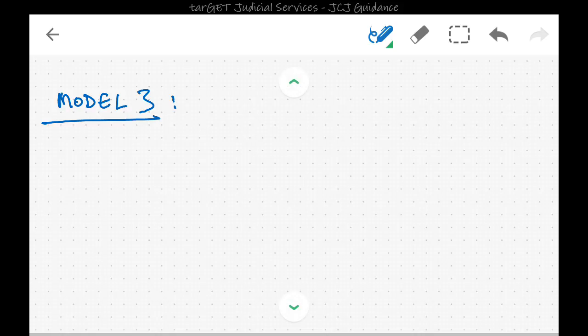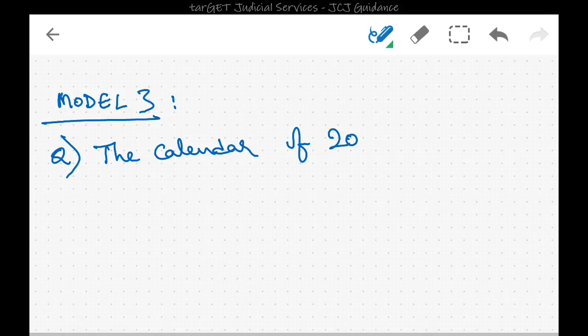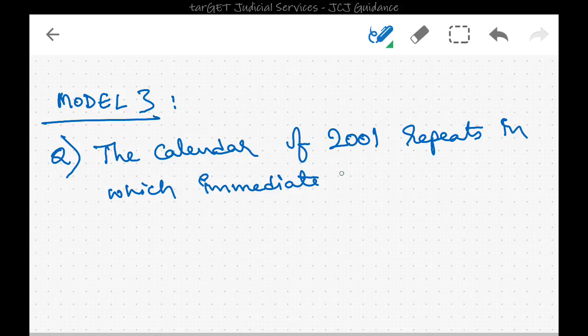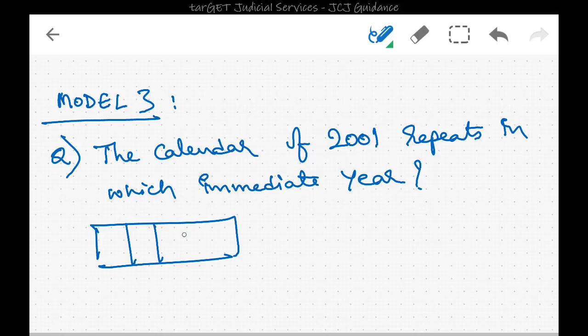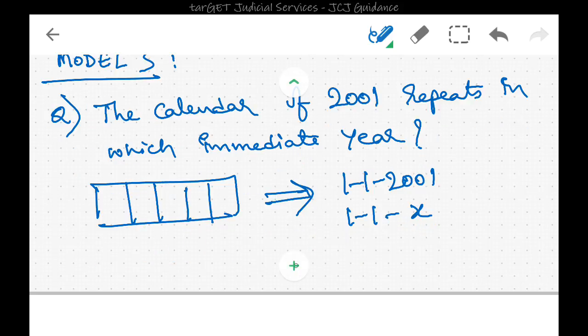Now let us go to model 3. What is given in model 3 is: the calendar of 2001 repeats in which year? In which immediate year? So what does that mean? It means if the entire calendar has to be the same, that means 1st January 2001 should be the same as 1st January of 200X. So how will we find out?